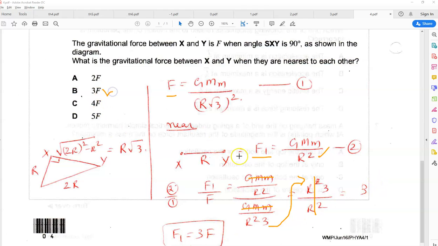So we have seen two problems where you're going to compare the forces between two scenarios. Keep in mind, you just have to get the ratios of two formulas, and most of the time it will cancel away and you'll get some answer.